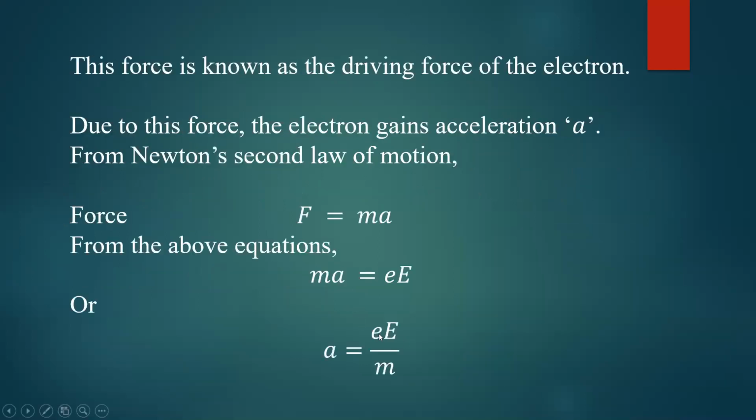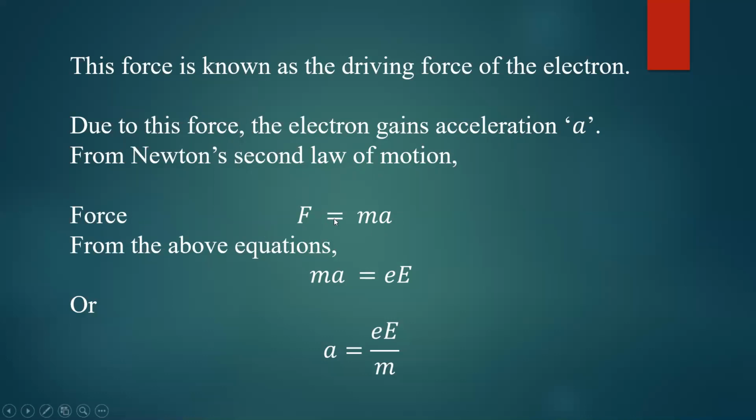Next, we will apply Newton's second law. This force is known as the driving force of the electron. Due to this force, the electron gains acceleration a. So acceleration a is observed for an electron. According to Newton's second law, this force can be represented as mass into acceleration. So electric force is represented as charge into electric field. According to Newton's law, force is also represented as mass into acceleration.